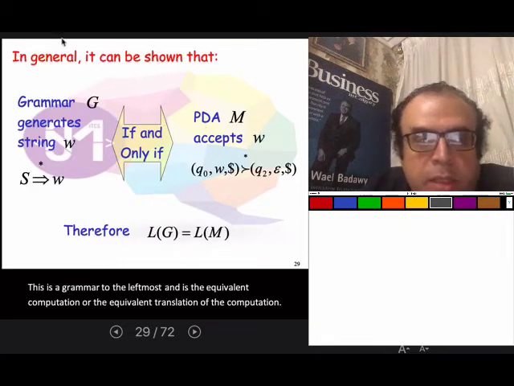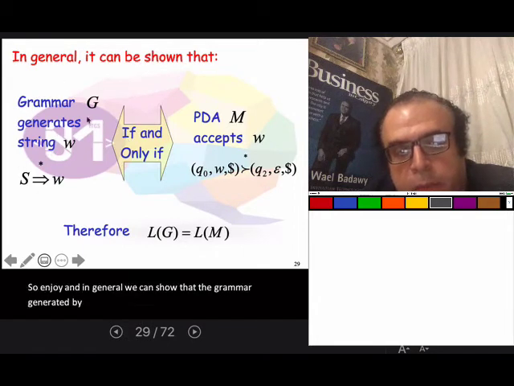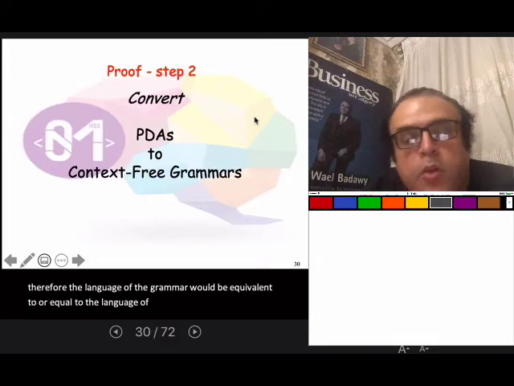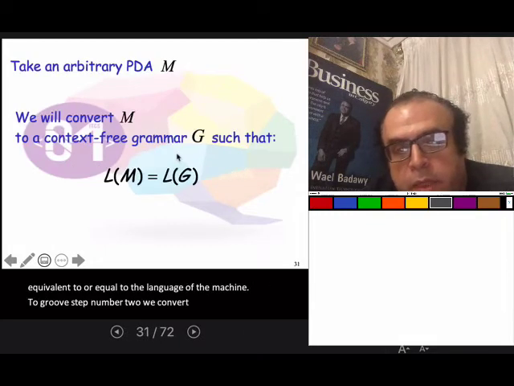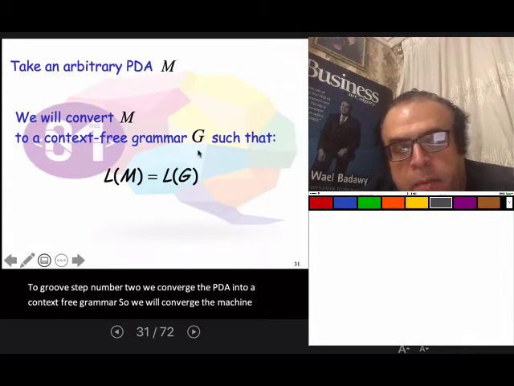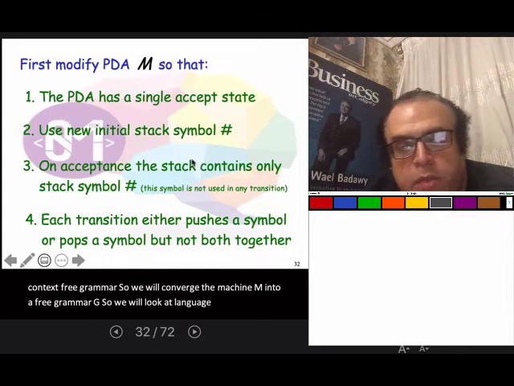So in general, we can show that the string w is generated by the grammar G if and only if the PDA accepts it, therefore the language of the grammar will be equal to the language of the machine. To prove step number 2, we convert the PDA into a context-free grammar. So we will convert the machine M into a context-free grammar G. So we will look at L of M being equivalent to the language of G.